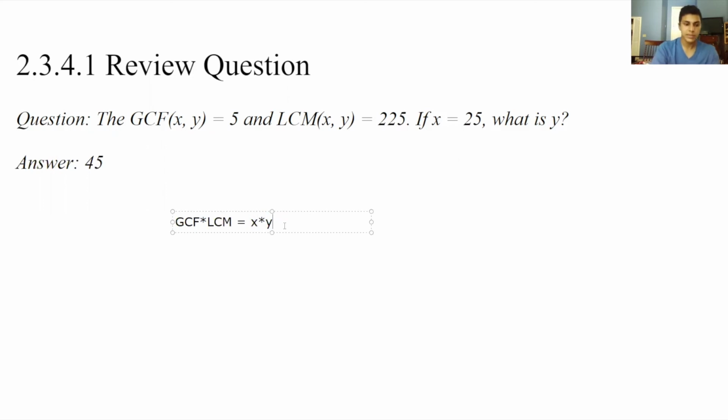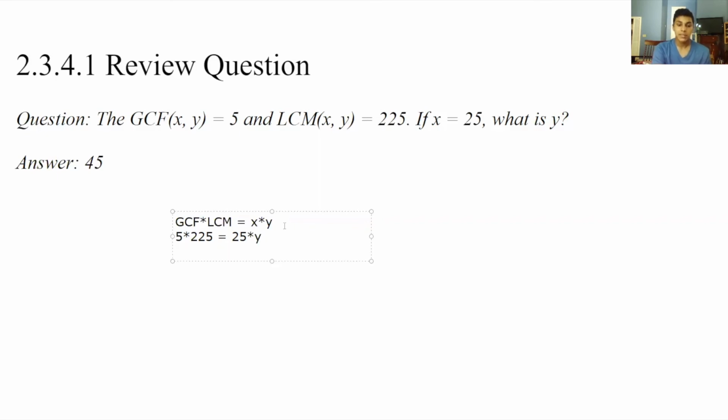So first, let's substitute our values into the equation. GCF is 5, and the LCM of the two numbers is 225. And then those multiplied by each other will equal x times y. And then x equals 25, and then we don't have a value of y. That's what we're trying to find. So I just keep y as itself in the equation.